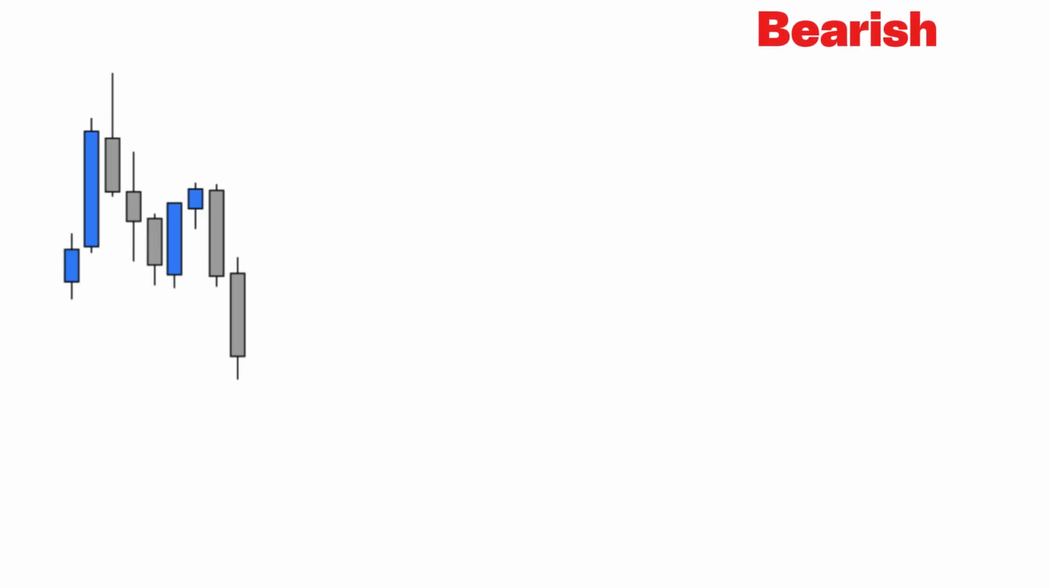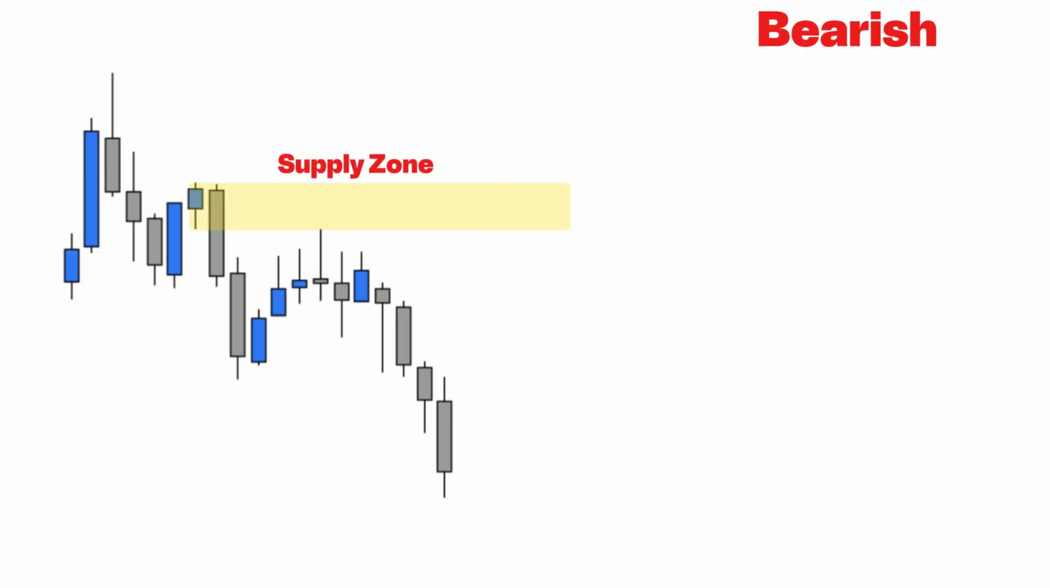And for a bearish setup, the process is the same, just inverted. We mark the previous bullish candle that led into the fair value gap and use that candle as our supply zone. There are multiple ways traders draw supply and demand zones, and none are perfect.